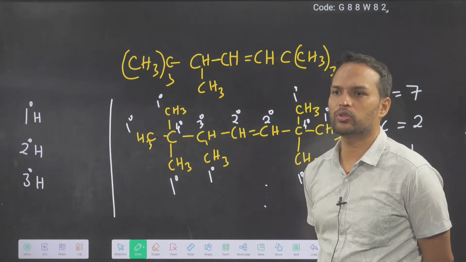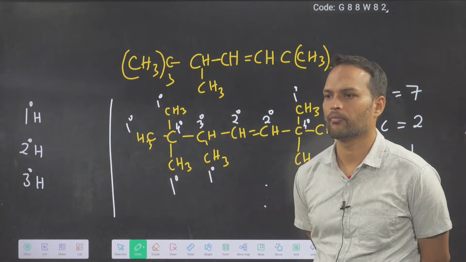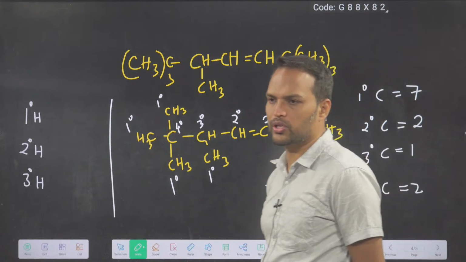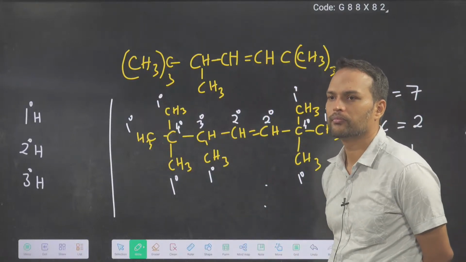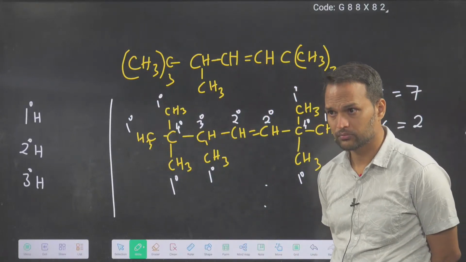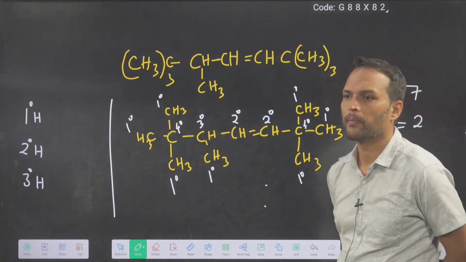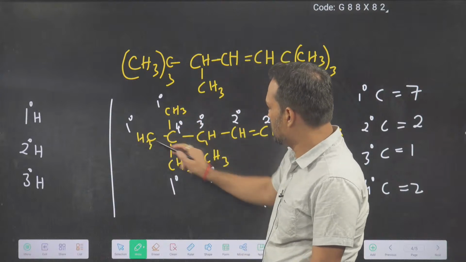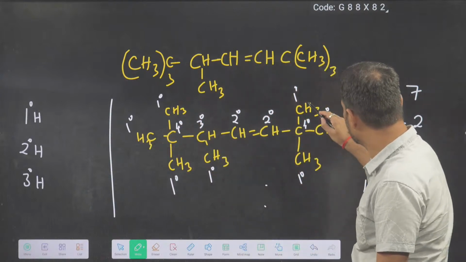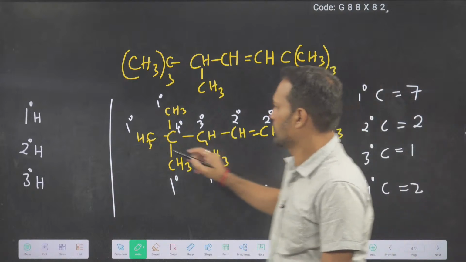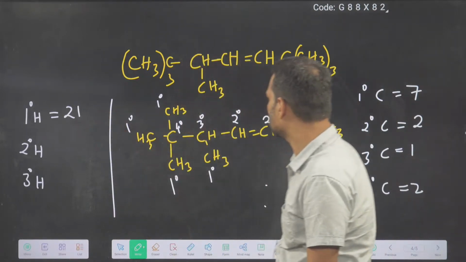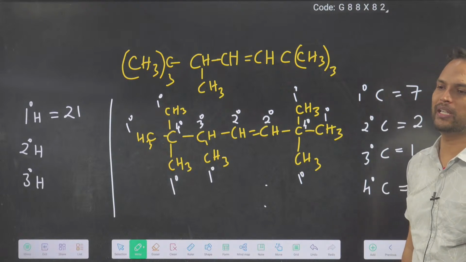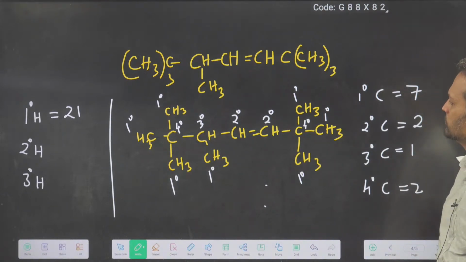Clear? Let's come to the hydrogen part now. Hydrogen. So 1 degree hydrogen: 3, 6, 9, 12, 12 and 9, 21. 1 degree hydrogen is 21, not 20, 21.